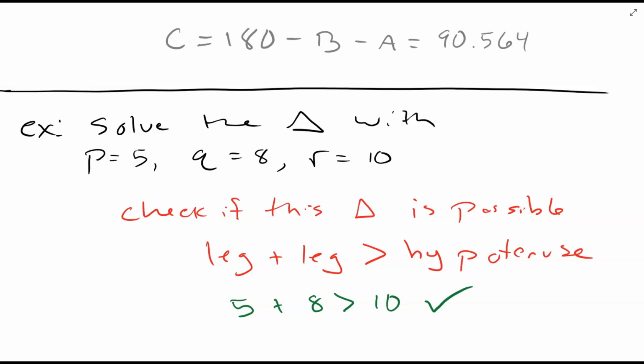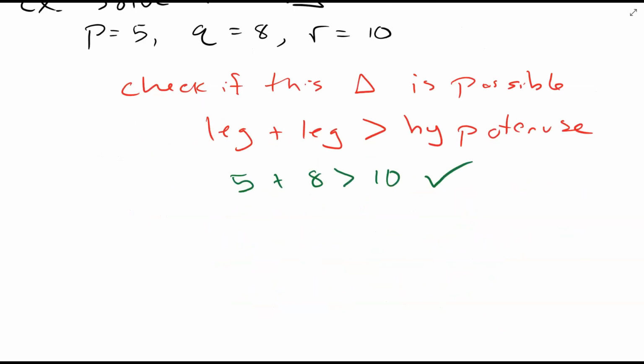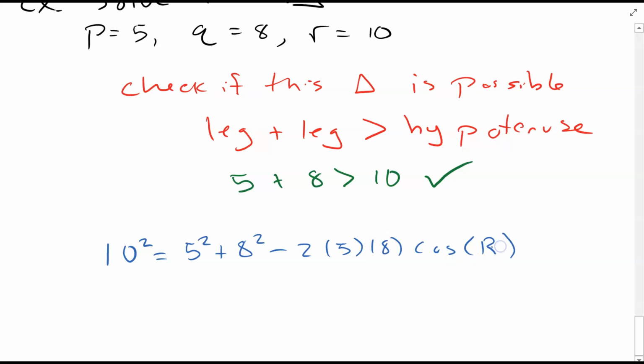All right. So, finding the biggest angle first, which one, P, Q, or R, will be the biggest angle? R. Okay? So I can say 10 squared is equal to 5 squared plus 8 squared minus 2 times 5 times 8 times cosine of R. Everybody's okay here? All right, I'm going to solve for R and do this all in one step. I would encourage you guys to do the same thing.